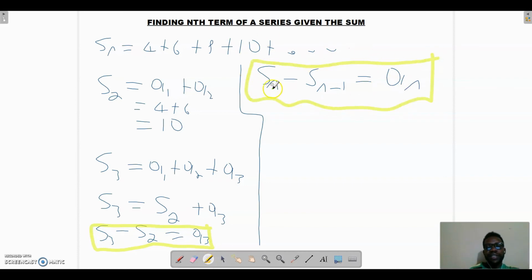So if I give you a formula for the sum, and I ask for the formula for the nth term, all I would have to do is compute Sn minus Sn minus 1, and I would get the formula for the nth term of this series.